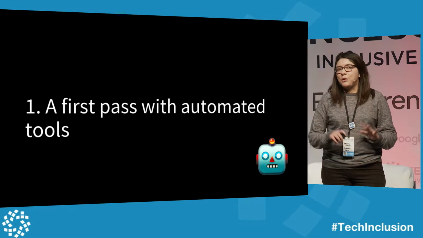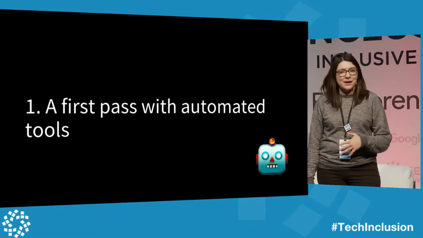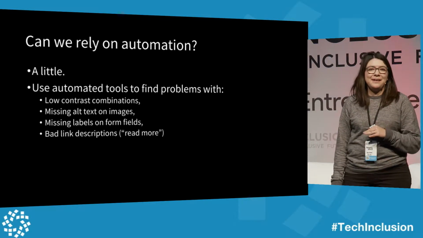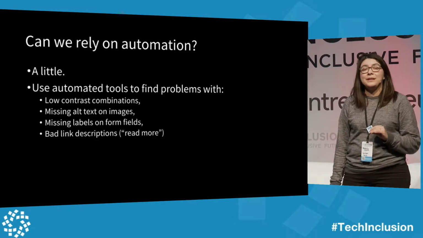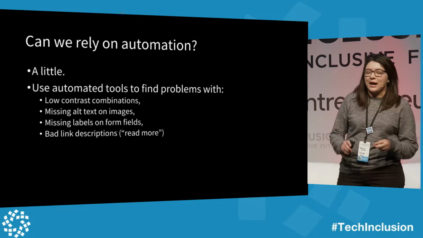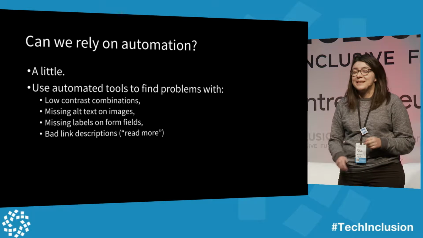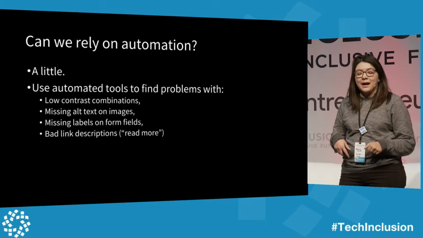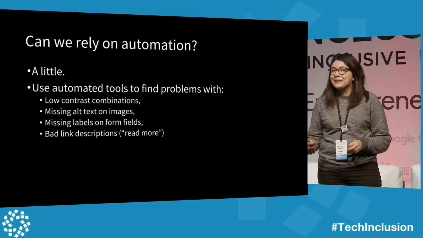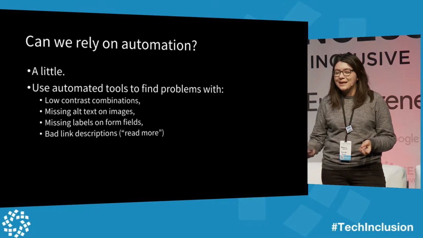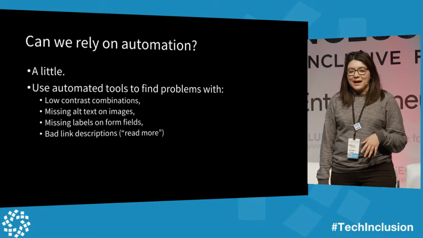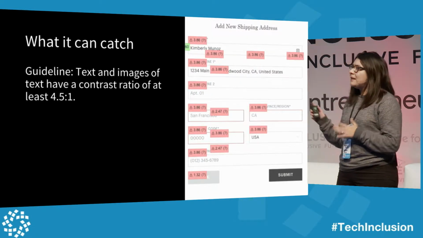And so one of the first things that I do is I make a pass with automated tools. Automated tools aren't perfect. You can't rely on them for everything. They are good, though, for things that sometimes humans are bad at. Things like low color contrast combinations. They know exactly what to look for. Missing alt text on images. It's very easy to miss when there is a missing alt text tag, so they can catch that for you. Missing labels, bad link descriptions. And this is kind of what it looks like.